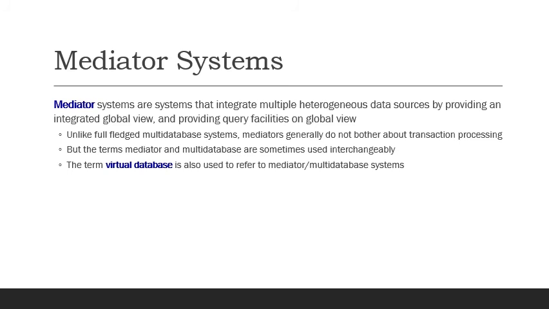Let's see mediator systems. These are systems that integrate multiple heterogeneous data sources by providing an integrated global view and providing query facilities on the global view. Unlike full-fledged multi-database systems, mediators generally do not bother about transaction processing. The terms mediator and multi-database are sometimes used interchangeably. The term virtual database is also used to refer to mediator or multi-database systems. They provide the appearance of a single database with a global schema, although data exists on multiple sites in local schemas.